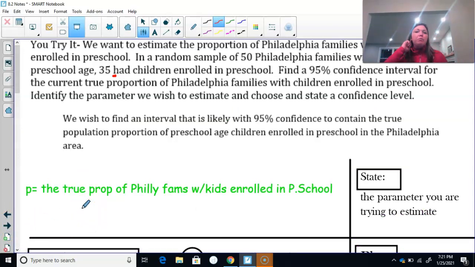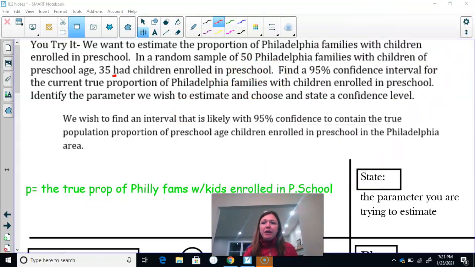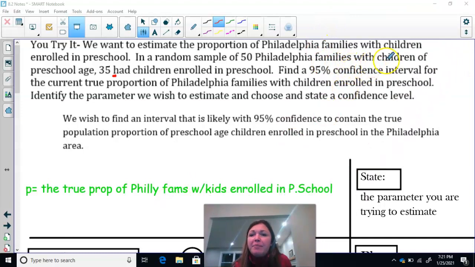We want to estimate the proportion of Philadelphia families with children enrolled in preschool. In a random sample of 50 Philadelphia families with children of preschool age, 35 had children enrolled in preschool. Find a 95% confidence interval for the current true proportion of Philadelphia families with children enrolled in preschool.